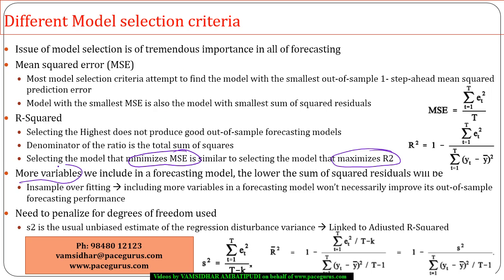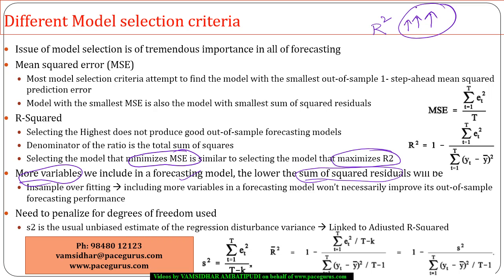If more variables are included in a forecasting model, what we see is the sum of the squared residuals will keep going down only. It means the R squared will only keep going up, irrespective of whether the variables are relevant or irrelevant. Even if it does not go up, the R squared value will be stable, but it will never come down. The more variables we add, the higher the R squared will be.